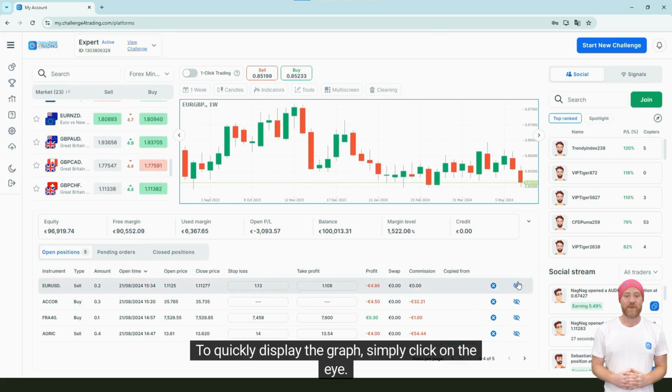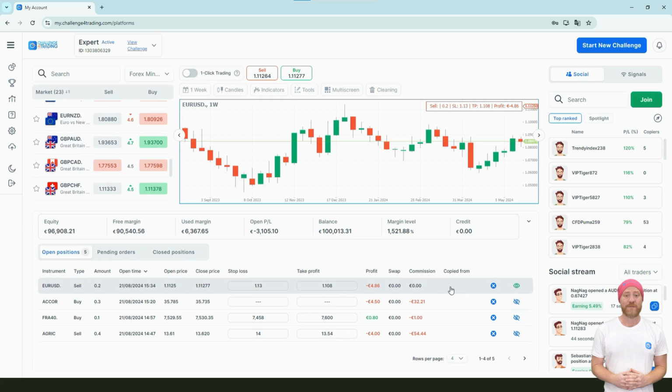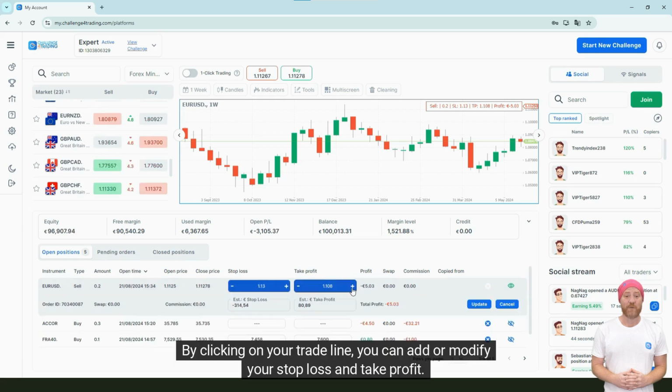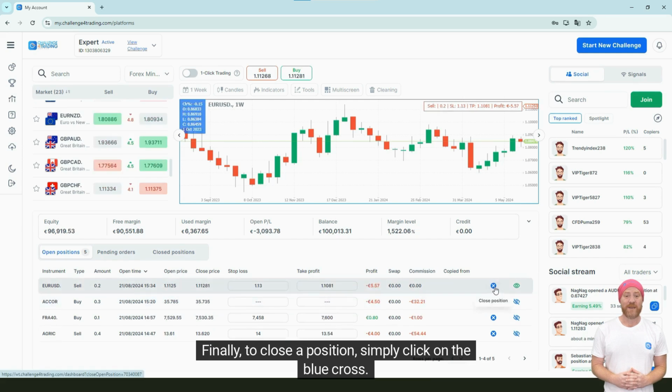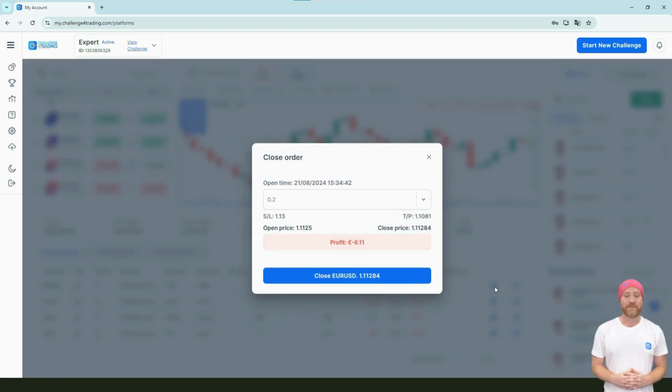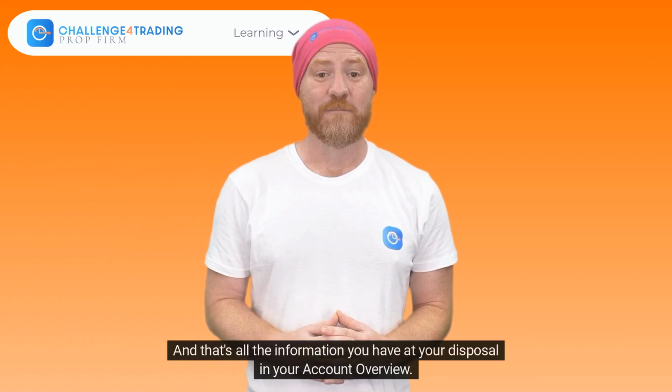To quickly display the graph, simply click on the eye. By clicking on your trade line, you can add or modify your stop loss and take profit. Finally, to close a position, simply click on the blue cross. And that's all the information you have at your disposal in your account overview.